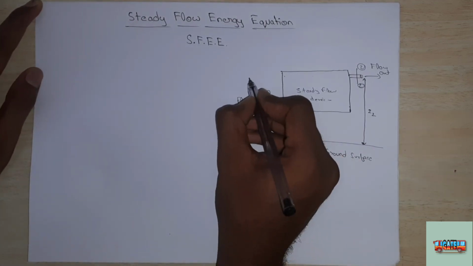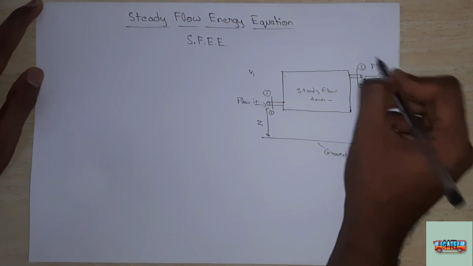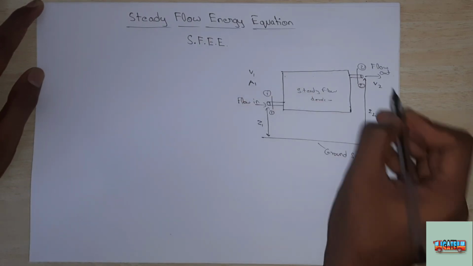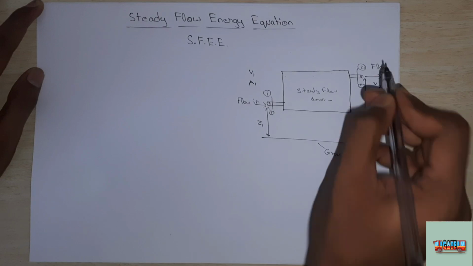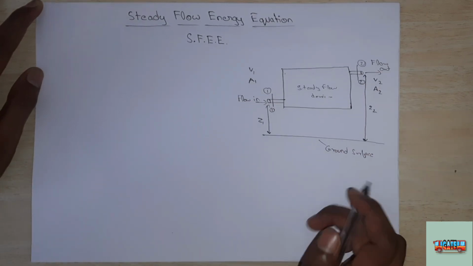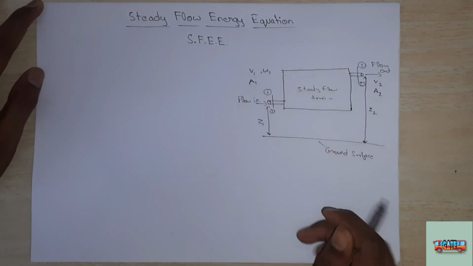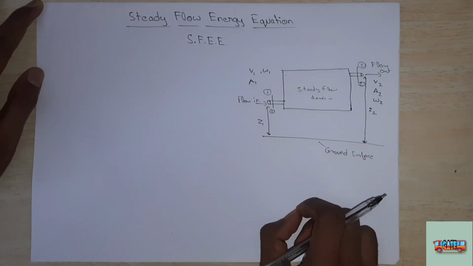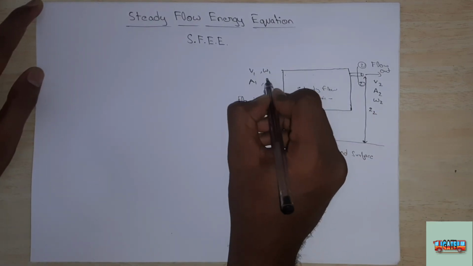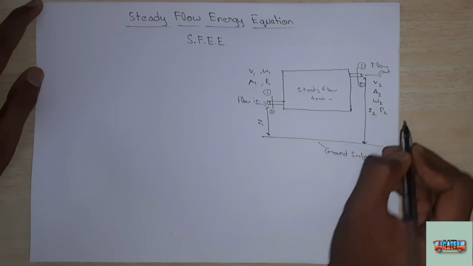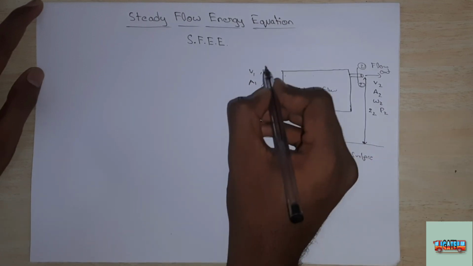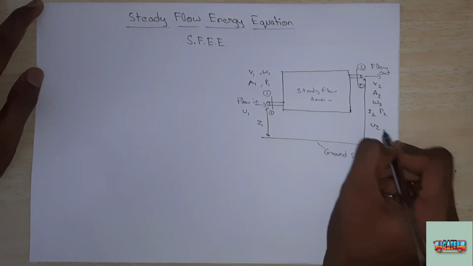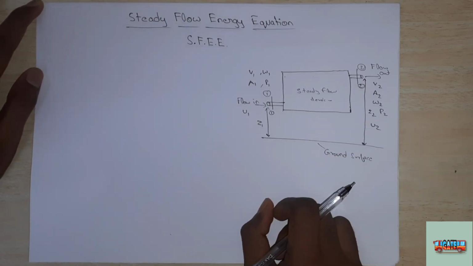So V1 is the velocity at inlet, V2 is the velocity at outlet, A1 is the cross section, A2 is the cross section at outlet, and W1 is the mass flow rate, W2 is the mass flow rate at outlet, P1 is pressure, P2, and U1 is the internal energy at inlet and U2 is the internal energy at outlet.